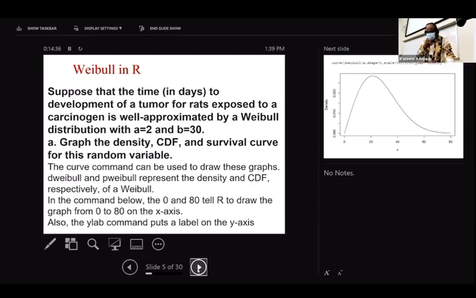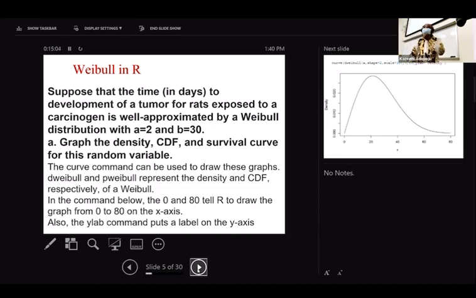Now, suppose that the time in days to development of a tumor in rats exposed to a carcinogen is well approximated by a Weibull distribution, with A equal to 2 and B equal to 30. Take a look at this. I can use A and B, or I can use alpha and beta. The A and B here indicate the parameters.